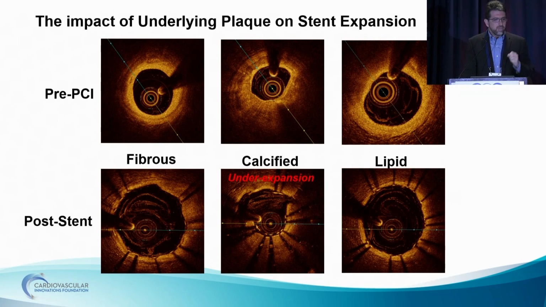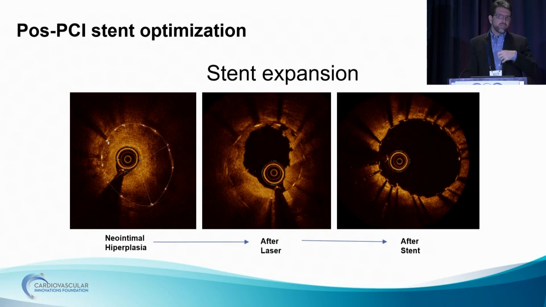For example, if you have a fibrous or a lipid plaque, it's very easy to expand the stent. But in the middle, if you have a very calcified lesion, sometimes you have an under-expansion. So you have to do some other types of post-dilation, shockwave, or other types of post-dilation so that you can have an adequate expansion of the stent.